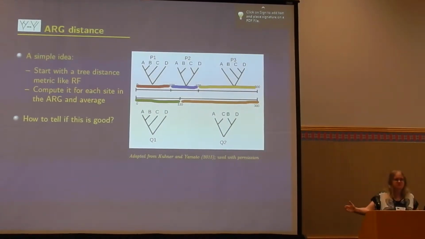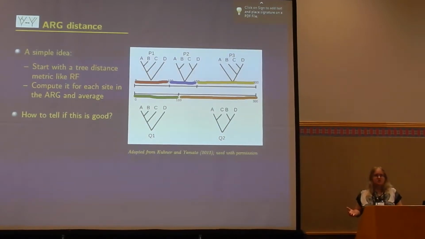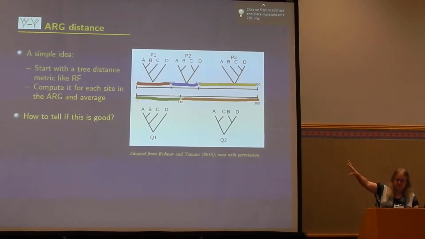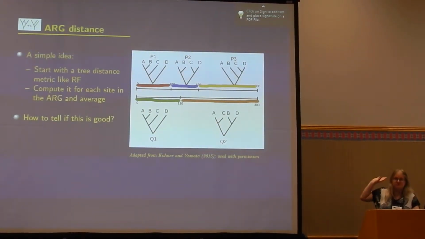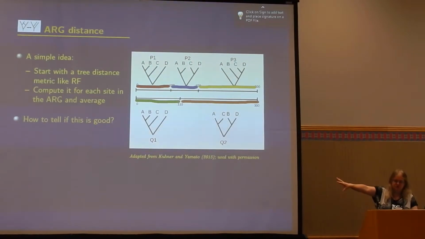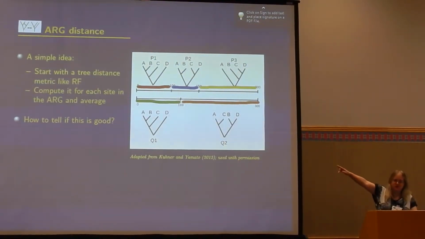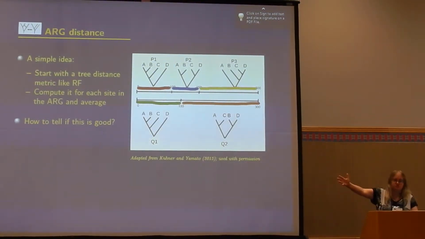We're just going to compute it for each side along the sequence and average them together. How do we know if that's any good? There's an example of it here. I can't really point, but there's an ARG with 3 subtrees on top, P1, P2, P3, governing different parts of the sequence. There's an ARG on the bottom with Q1 and Q2. So for example, in the overlap of red and green, we're going to calculate the distance between P1 and Q1 with our tree metric of choice.